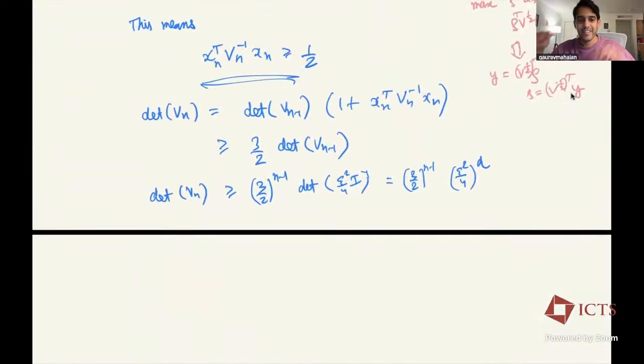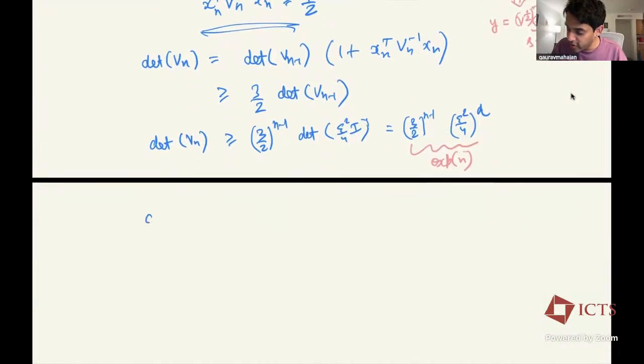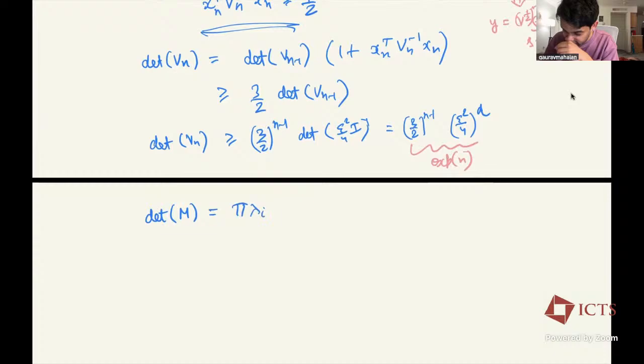Okay, so your determinant is growing exponentially. So this is exponential in n, right? But as I was saying before, the volume of a d-dimensional object cannot grow exponentially fast in n through these kinds of processes, and to show that we basically use the AM-GM inequality. Okay, so the determinant of a PSD matrix is the product of its eigenvalues.